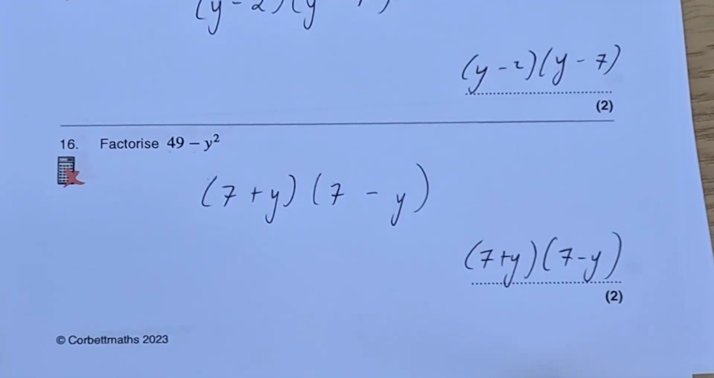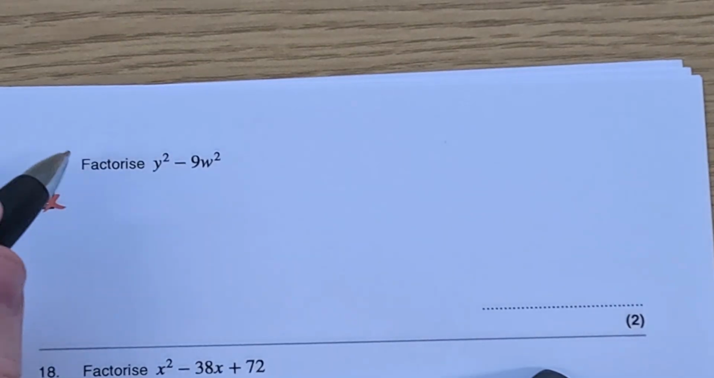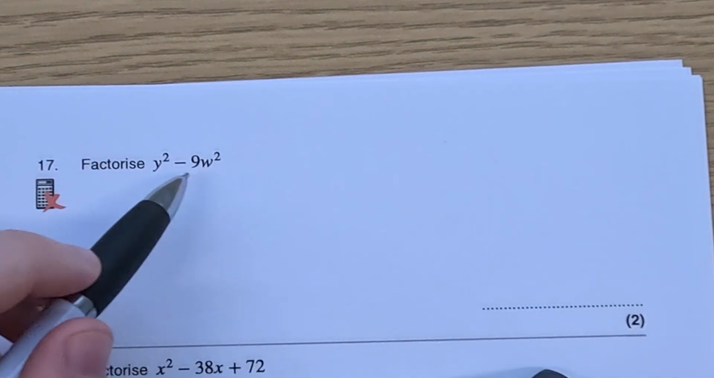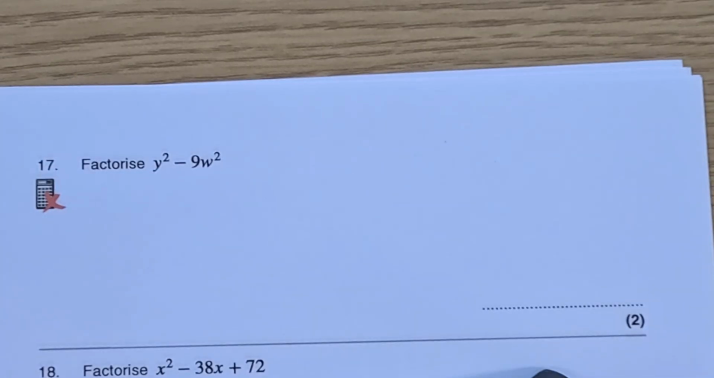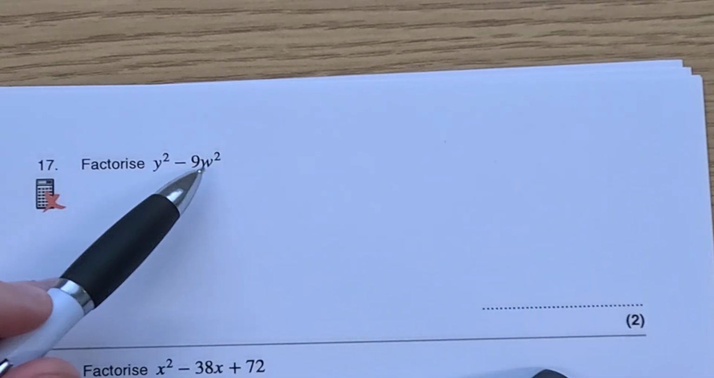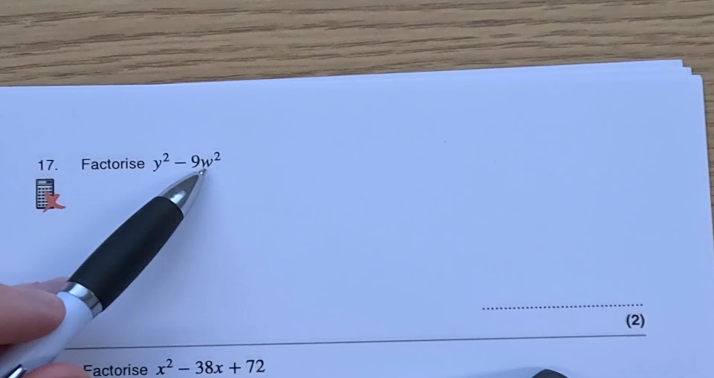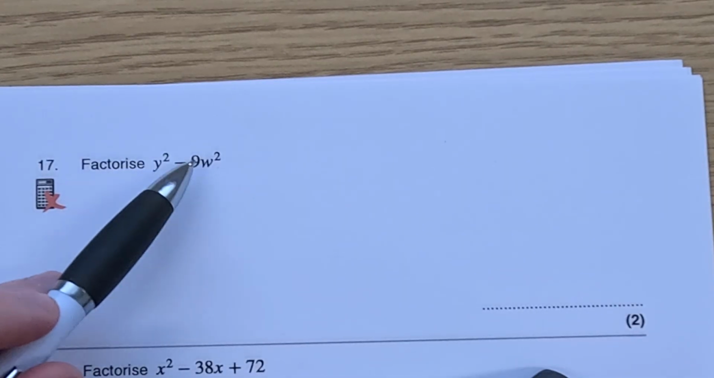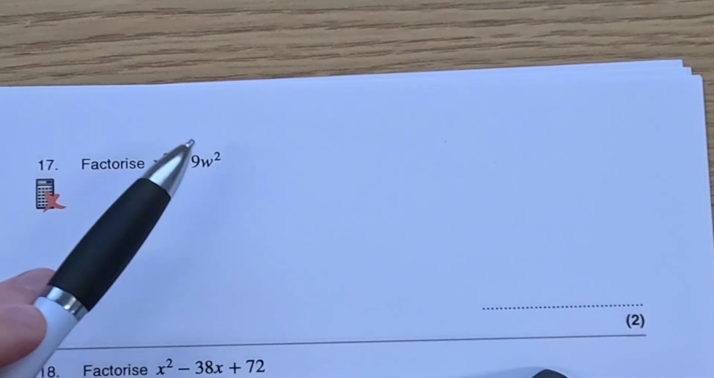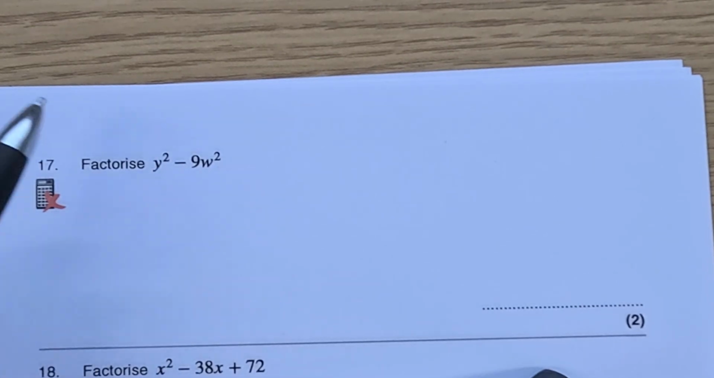Okay, let's look at the next question, question number 17. Again, it's another difference between two squares because y squared is obviously squared. We've got 9w squared, and that's something squared as well. If you square 3w, 3w times 3w is 9w squared. So this is still a difference between two squares.